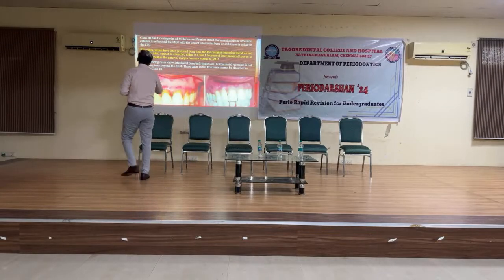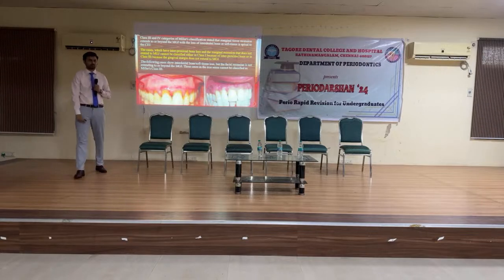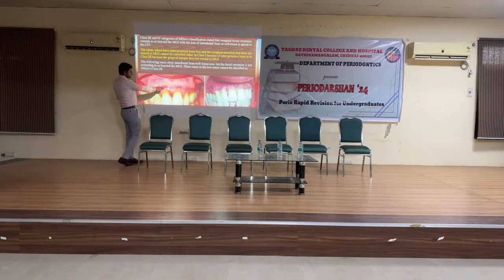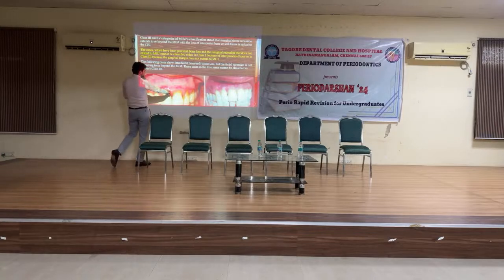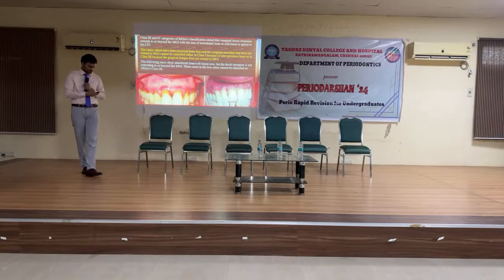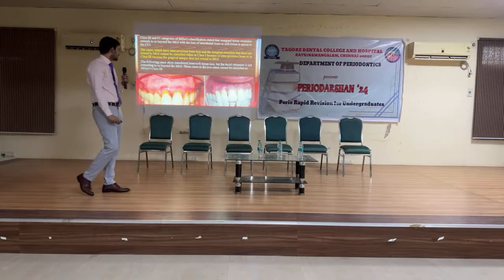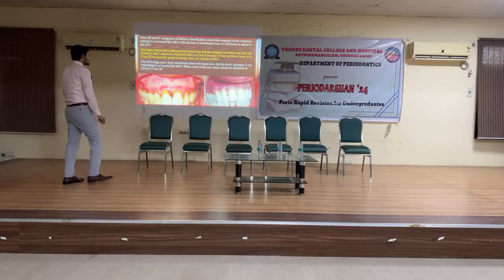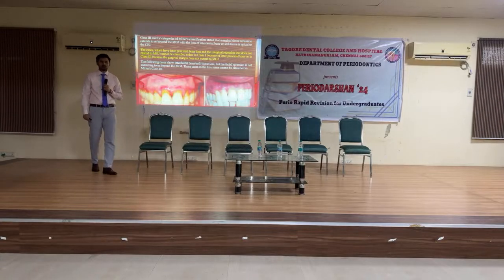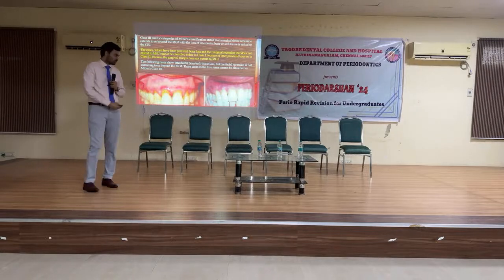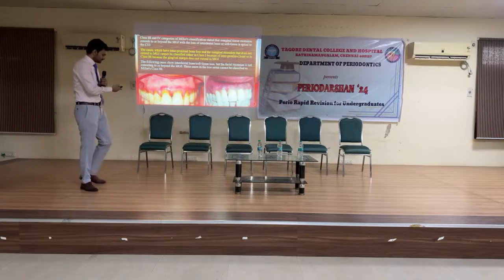So take this picture. You tell me what class it belongs to. Did it extend beyond the mucogingival junction? So where is the gingival margin? Did it extend beyond the mucogingival junction? No. But does it have soft tissue loss and bone loss? Yes. Since it did not extend beyond the mucogingival junction, do you call it class 1? You cannot call it class 1, and you cannot call it class 3 also. So you have this problem in it. Okay, so that is one of the limitations.